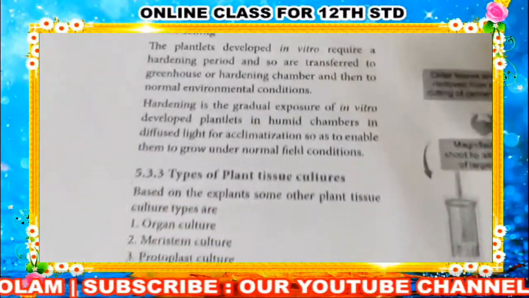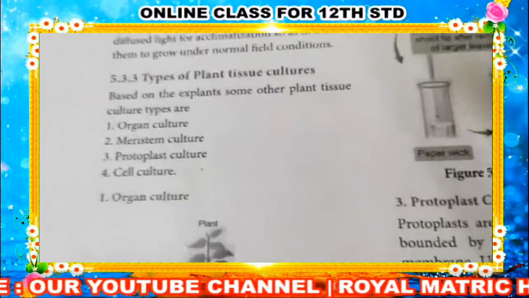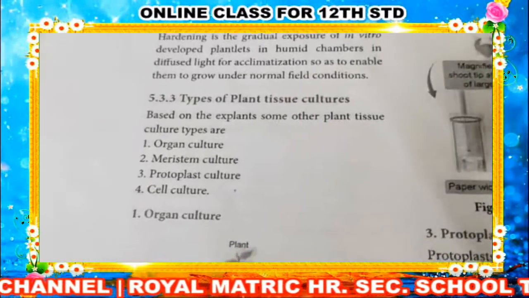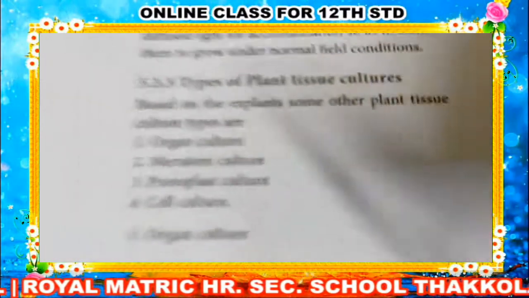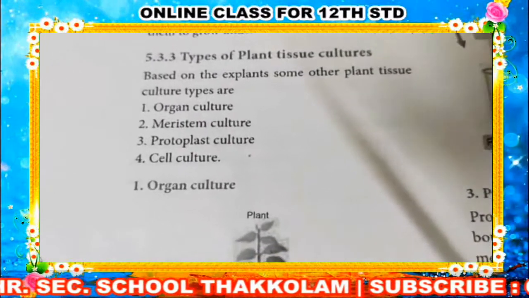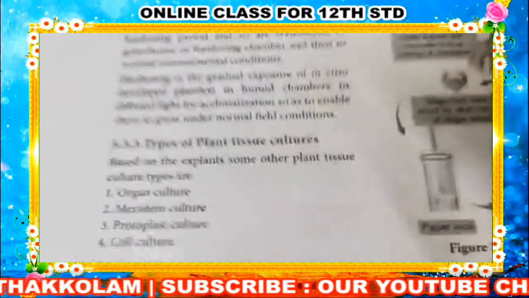Now there are several types of tissue cultures. Of that, the main thing is we have four tissue cultures. One is called the organ tissue culture. Next is the meristem tissue culture, then the protoplast culture and cell culture. So these are the four types of plant tissue culture.